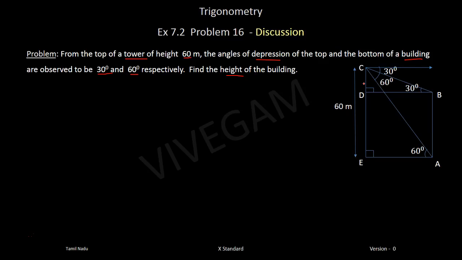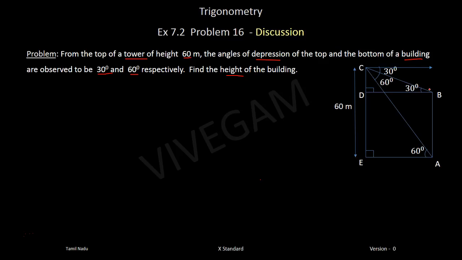To do CD, how will you calculate CD? Using tan 30. Tan 30 is CD by DB. But the problem is, in this equation, tan 30 is CD by DB, we don't know both CD as well as DB. So it is difficult to calculate. So we'll have to calculate DB, from which you can calculate CD.